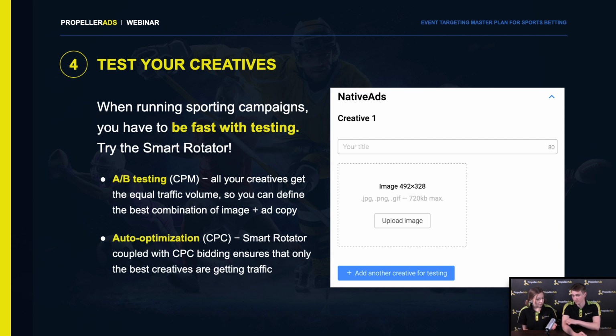And auto-optimization is when the Smart Rotator, the machine coupled with CPC bidding, ensures that only the best creatives are getting the traffic. So the machine does everything for you. You don't have to think about anything from this point. Both of these strategies are actually okay.